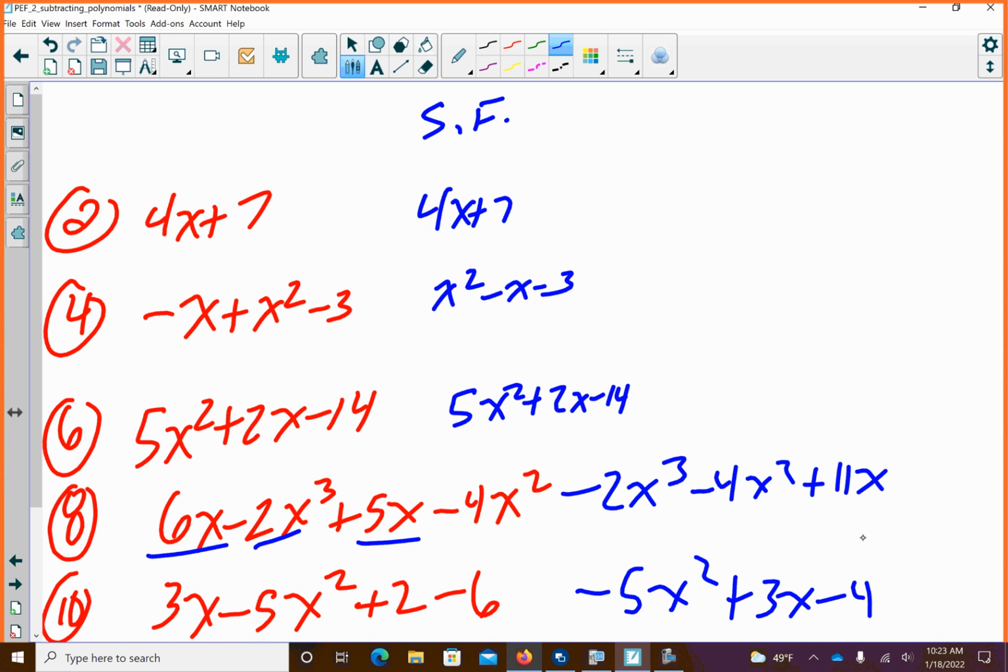That's standard form. Leading coefficient of each. So that's the leading coefficient. So that's 4. Leading coefficient here is a 1. Leading coefficient to this is going to be a 5. Leading coefficient of this is going to be negative 2.